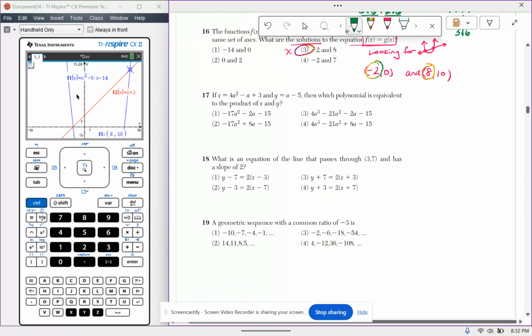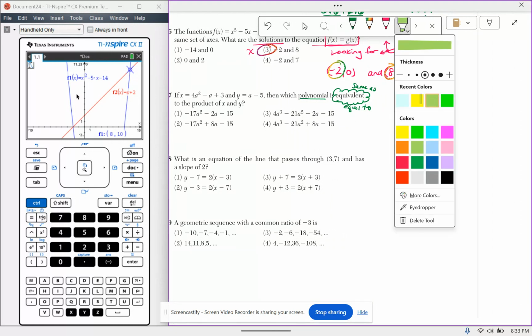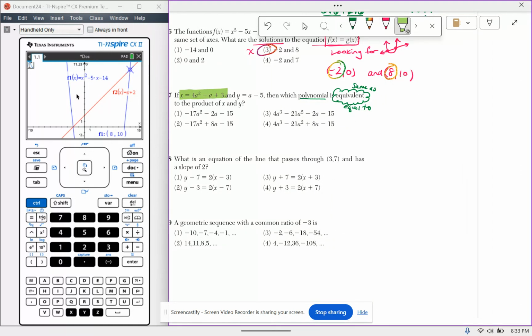Number 17. If x equals 4a squared minus a plus 3 and y equals a minus 5, then which polynomial is equivalent to the product of x and y? Equivalent means the same as or equal to. So if x is this guy and y is this guy, I need to find the product of x and y. Product is times, so I need to do x times y.